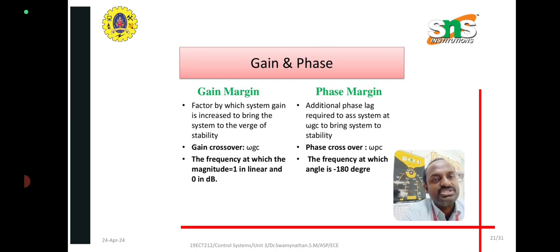Gain and phase margin. Gain margin means a factor by which the system gain is increased to bring the system to the verge of stability. Gain crossover means omega gc, the frequency at which the magnitude is equal to 1 in linear and 0 in dB. Phase margin means the additional phase lag required, at omega gc, to bring the system to the verge of stability. That is called the phase crossover. So here is the gain crossover and here the phase crossover, the frequency at which the angle is minus 180 degrees. So this is called the phase margin.